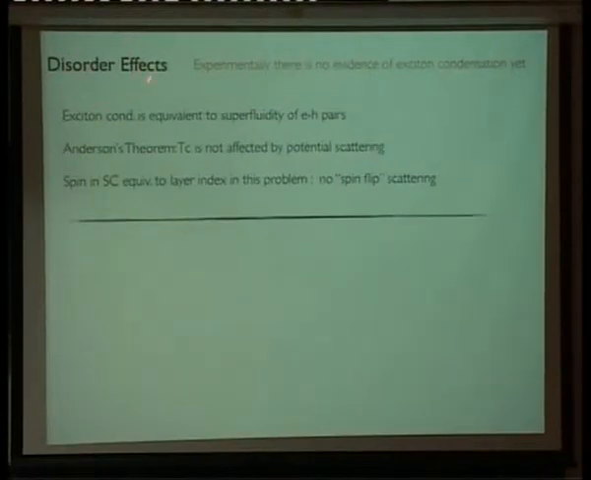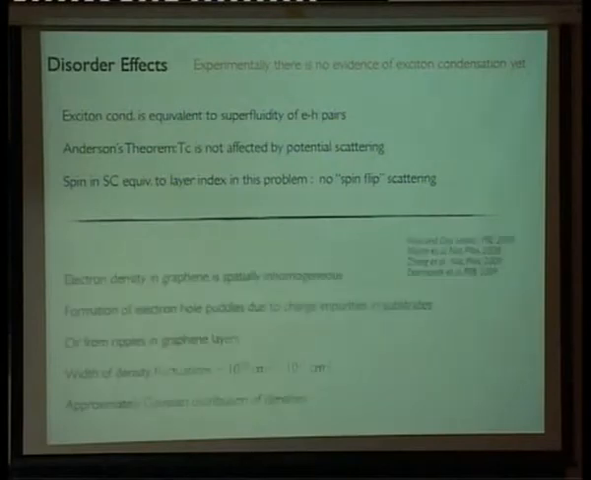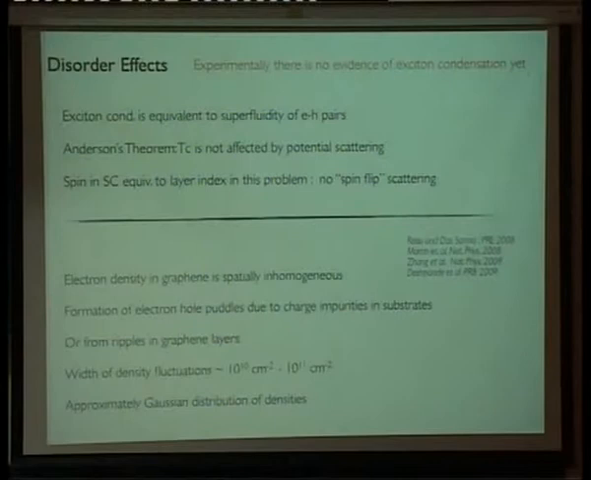Now if you want to consider disorder effects, and why? Because experimentally people have not seen it as yet. Anderson's theorem in the superfluid language says that TC is not affected by potential scattering. And since spin is equivalent to layer index, there's no spin flip scattering. That means you're basically putting things from one layer to another. So you would think it should be very robust to disorder. But do you think of disorder as the same in the 2 layers? If it is the same, then more or less the surface is the same. I'm coming to that.